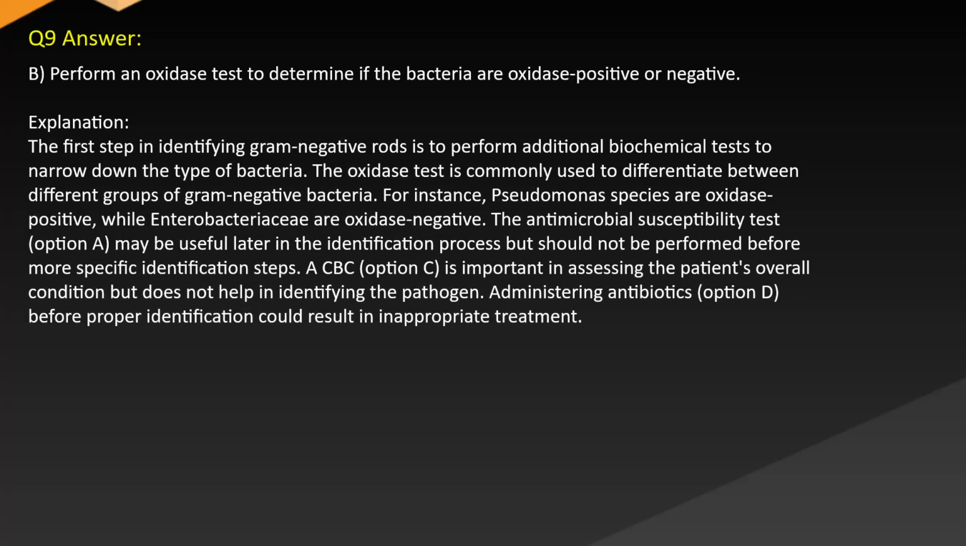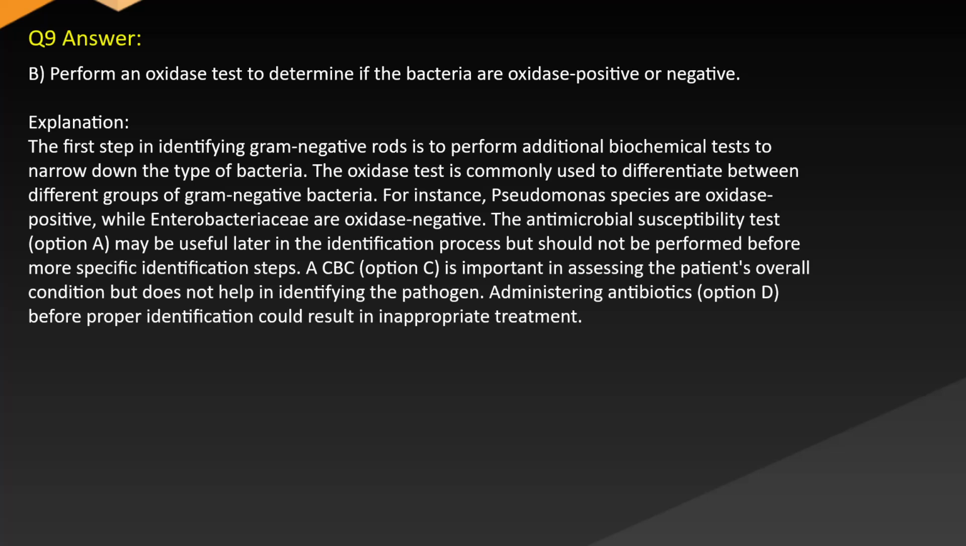Answer: B. Perform an oxidase test to determine if the bacteria are oxidase positive or negative. Explanation: the first step in identifying gram-negative rods is to perform additional biochemical tests to narrow down the type of bacteria. The oxidase test is commonly used to differentiate between different groups of gram-negative bacteria. For instance, Pseudomonas species are oxidase positive, while Enterobacteriaceae are oxidase negative.